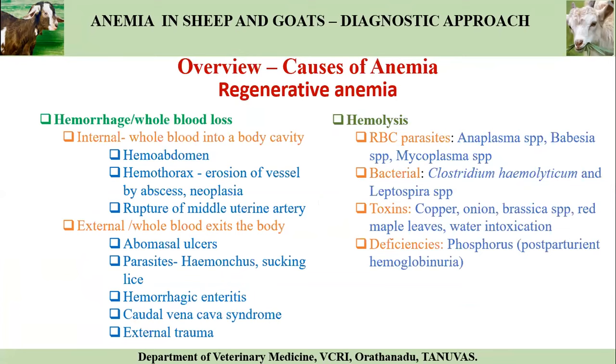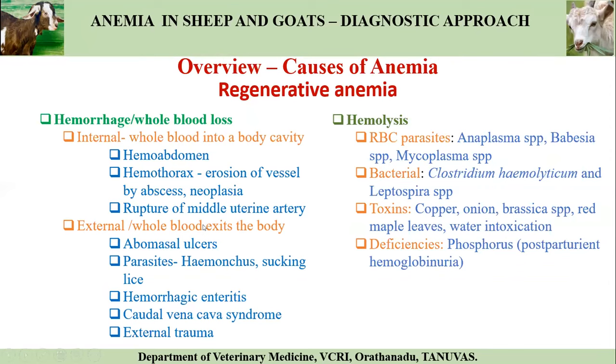Let me explain the list of causes for regenerative anemia. In veterinary medicine, anemia accompanied by reticulocytosis is referred to as regenerative. Practicing veterinarians should be aware of reticulocytosis in different species. Regenerative anemia can be classified as hemorrhagic blood loss or hemolysis. Whole blood loss occurs in two ways: either blood loss into the body cavity, or whole blood which exits the body.